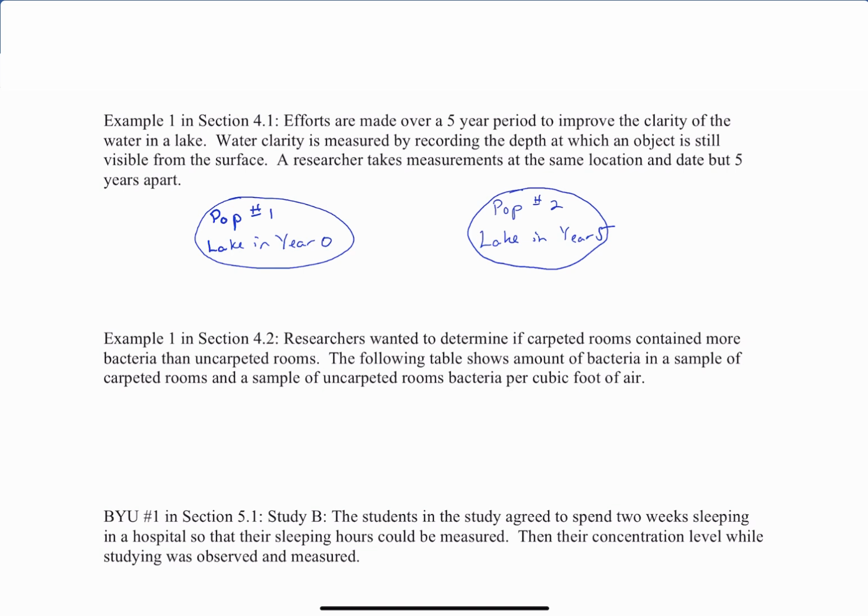So two populations, but in both cases, we were measuring the same thing, depth at which an object is still visible. So let's say depth of visibility. If we call that variable x, we have just one of them measuring the same thing in two populations.